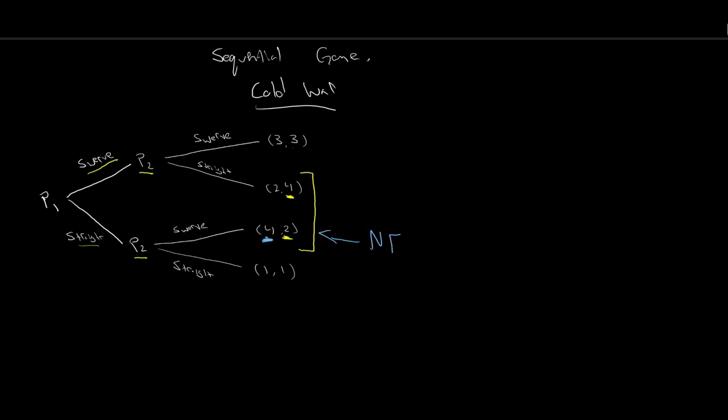Thus, our Nash equilibrium. So we'd always start off in this case by starting at our last actor, right? In this case, the second actor. From that second actor, we would figure out what their optimal choices are. Player one then gets to work back and can then choose the outcome that they ultimately want, knowing how player two is going to react.